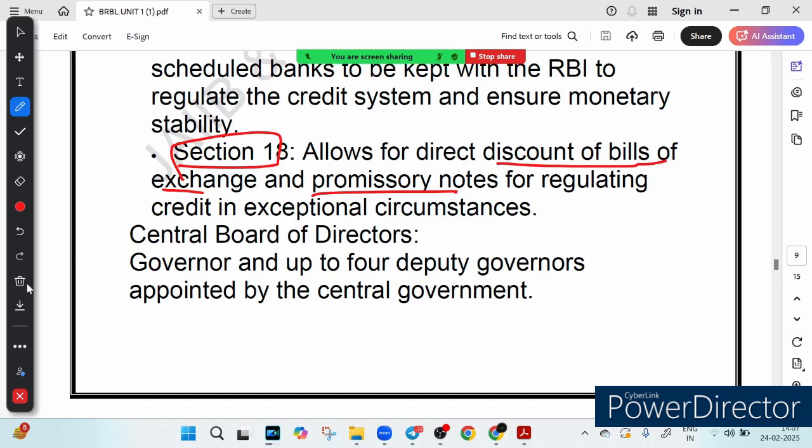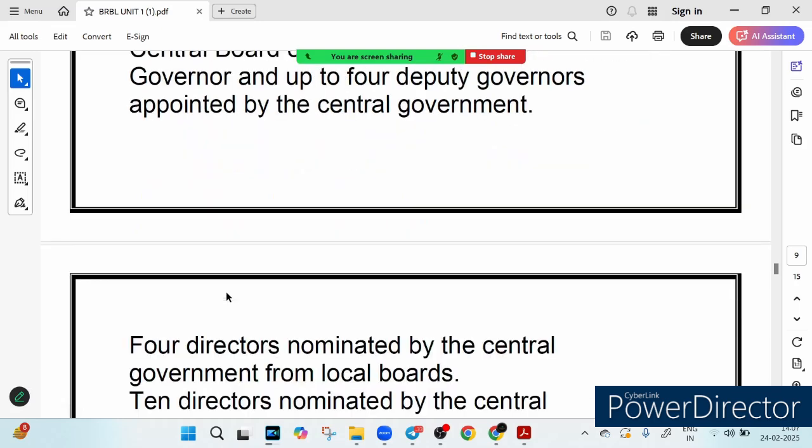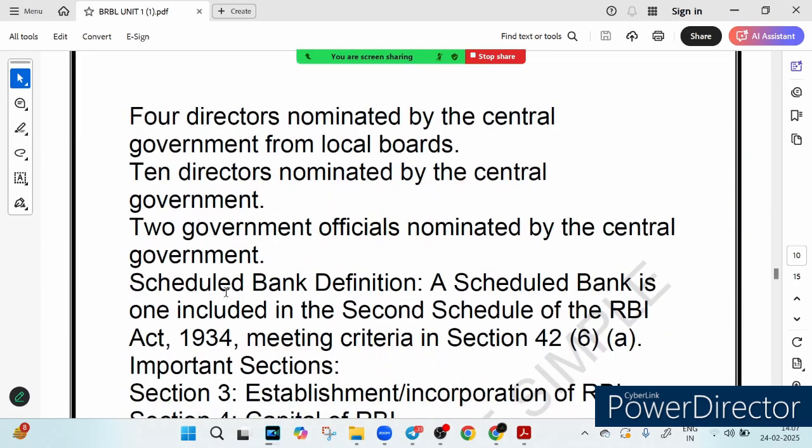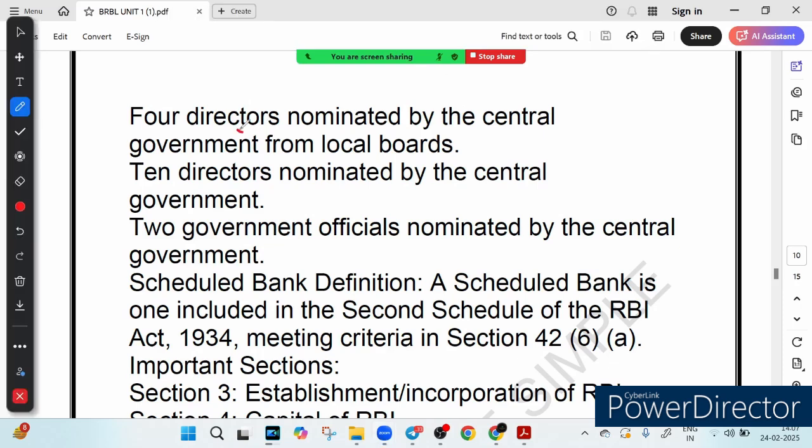Then we have something called the Central Board of Directors. The RBI is run by a Central Board of Directors, and a governor and up to 4 deputy governors are appointed by the central government. This is called the Central Board of Directors. There are 4 directors nominated by the central government from the local boards across India, and 10 other directors nominated by the central government, along with 2 government officials, right?